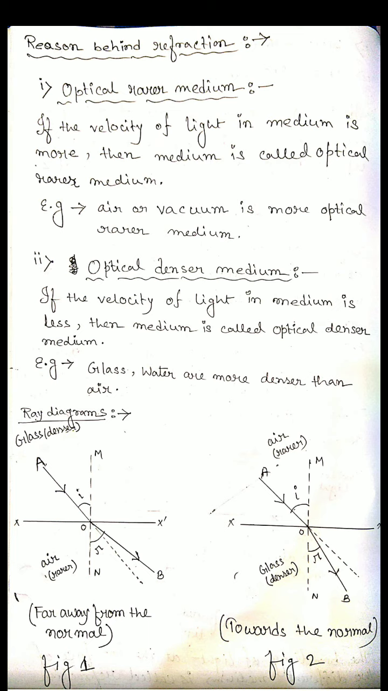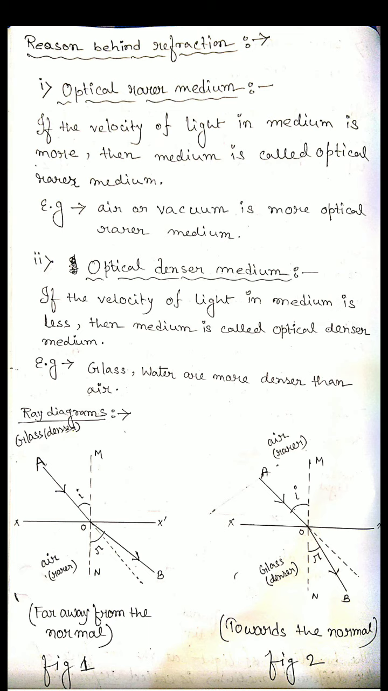In an optically denser medium, the velocity of light is very less. It can't move very easily compared to how it moves in a rarer medium. That's why this is called a denser medium. For example, glass and water are denser mediums. So why is it called a denser medium?